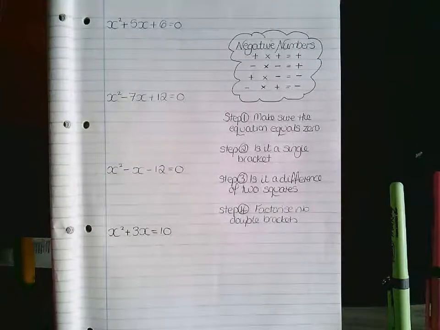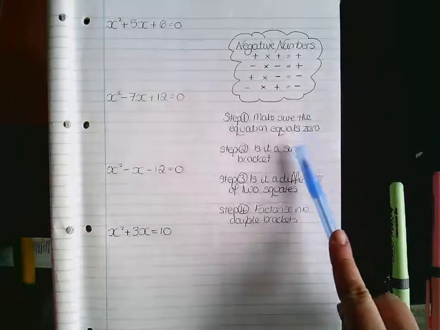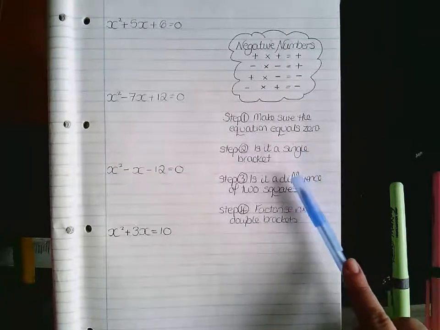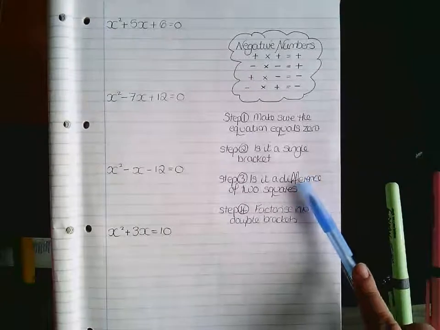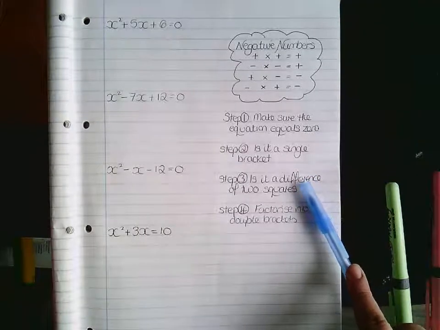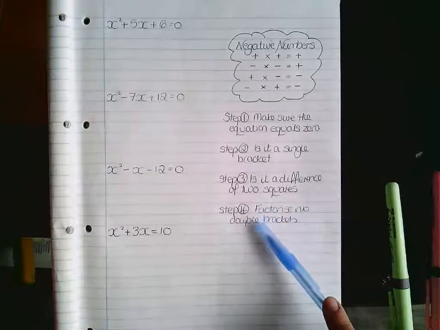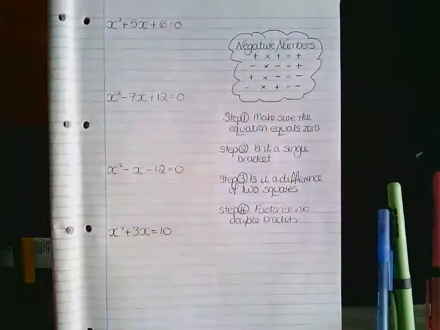So first of all, step 1, make sure your equations equal 0. We then check if we can use a single bracket. If it's not, we'll look and see if it's a difference of 2 squares. Now this step 3, I'm going to cover in my second video. And step 4, factorize into double brackets. Now I've also put at the top the reminder of the negative number rules.